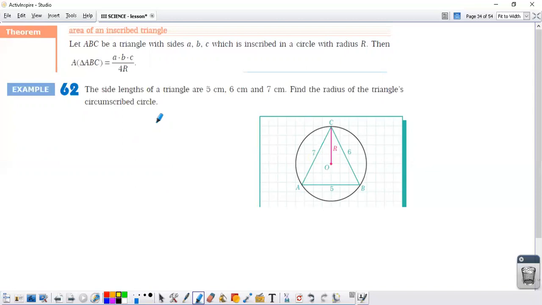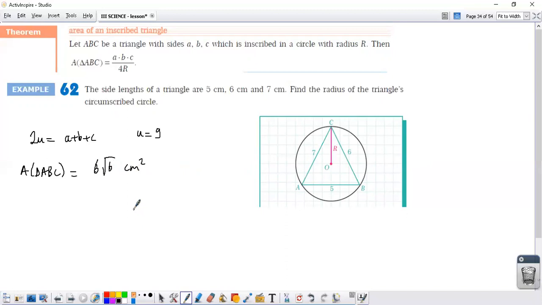I'm going to start solving the problem by finding the area of triangle ABC using Heron's formula. 2u is equal to a plus b plus c, so u will be 9. And the area of triangle ABC, by taking the root of 9 times (9 minus 5), 4, (9 minus 6), 3, and (9 minus 7), 2, we will get 6 root 6 centimeters squared. That is the area.